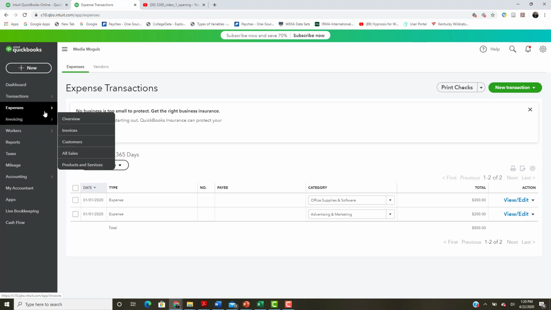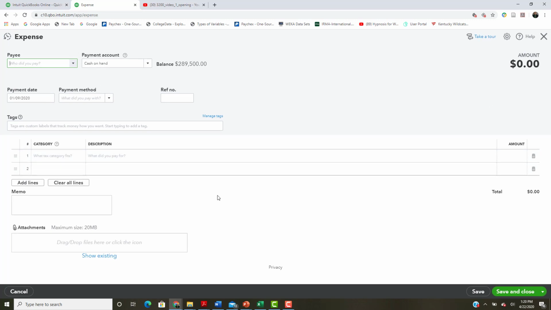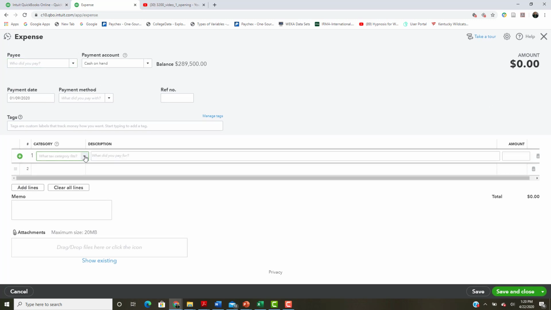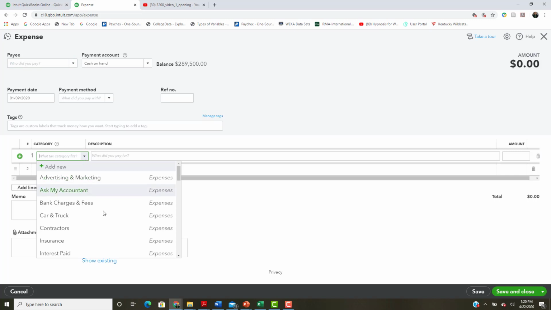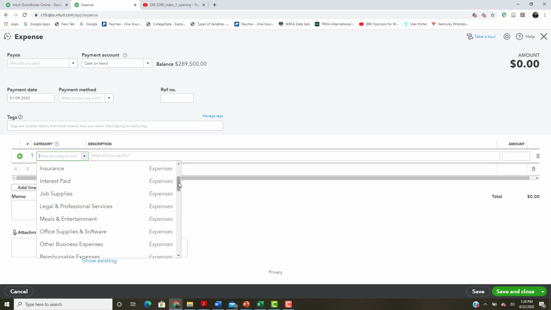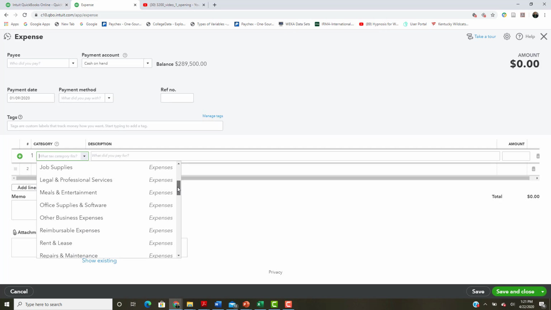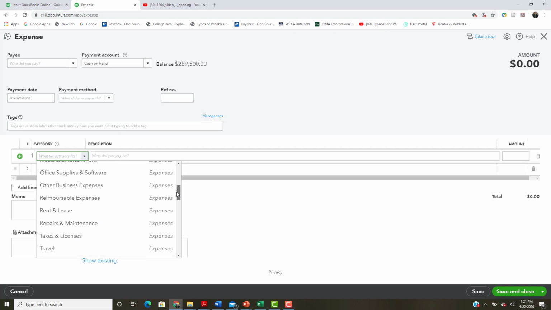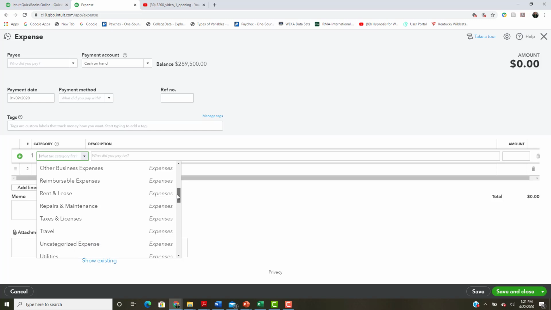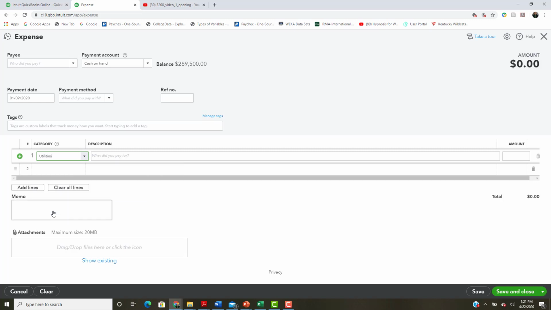So let me create an expense, a new transaction up here, and it's an expense transaction. And what kind of an expense is it? Well, let's see what we got here. Insurance, interest paid. And by the way, you got the interest paid there. So when you get down to the point where you're doing your payments on your truck and all that sort of thing, make sure you're splitting those. And I'll show you what I'm talking about here in a minute. But okay, here's utilities. So good deal.